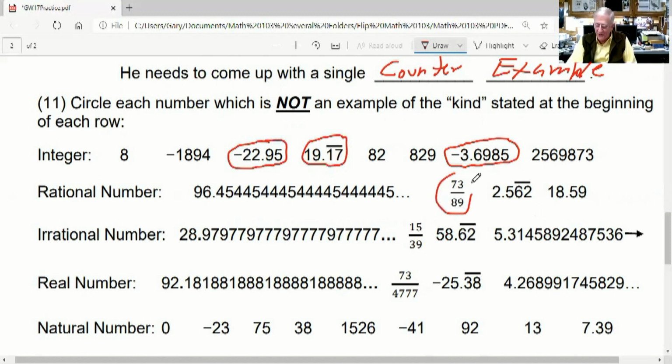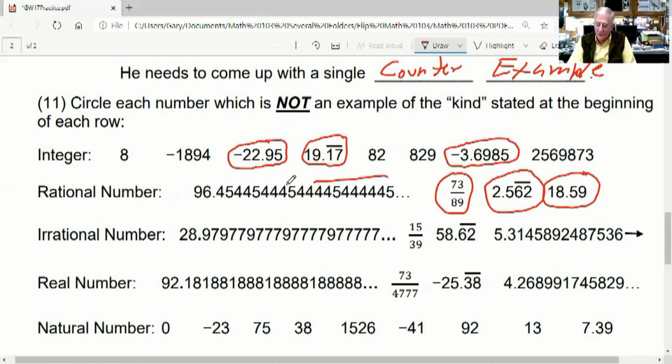When this is a fraction, fractions are rational numbers. This can be expressed as a fraction also because it's a repeating decimal. So that is a rational number. And 18.59 is 18 and 59/100ths. That is a rational number. This number here, 96.4545, 445, 4445, 4 4s and a 5, 5 4s and a 5, and so on, is what? An irrational number. Therefore, that number right there is not rational.